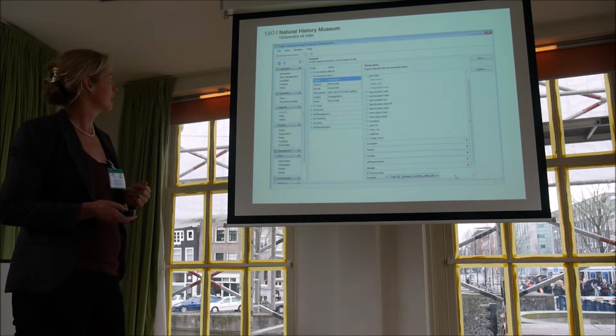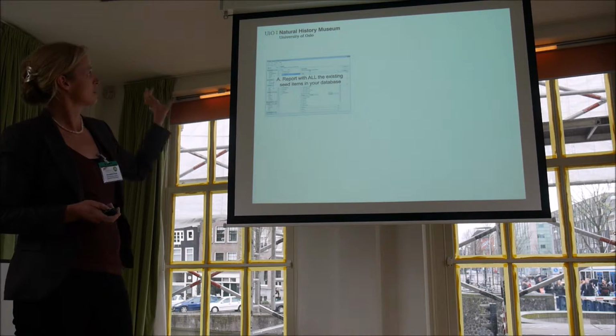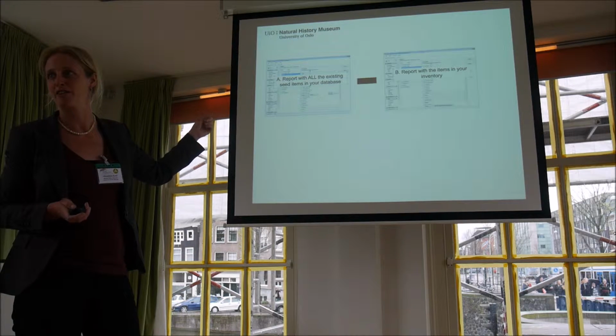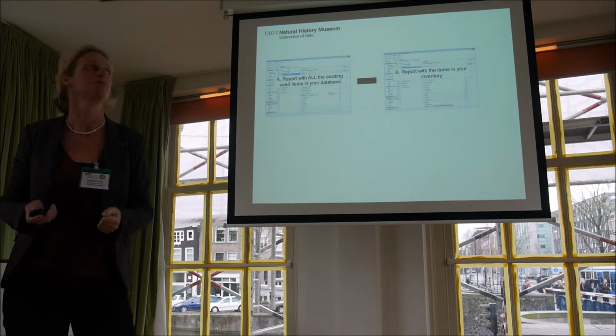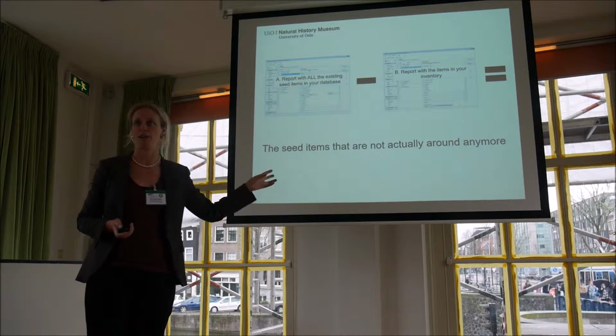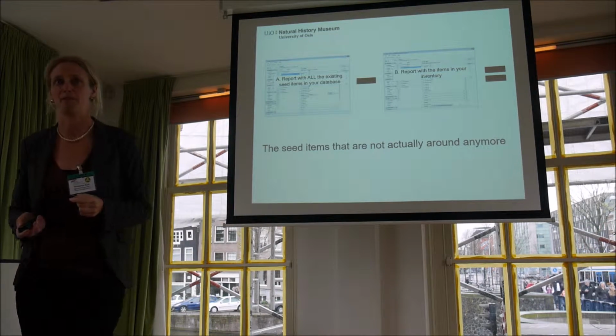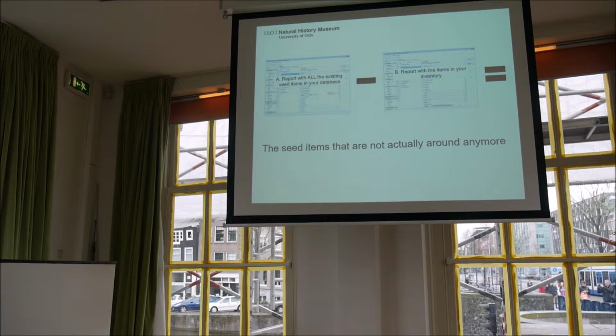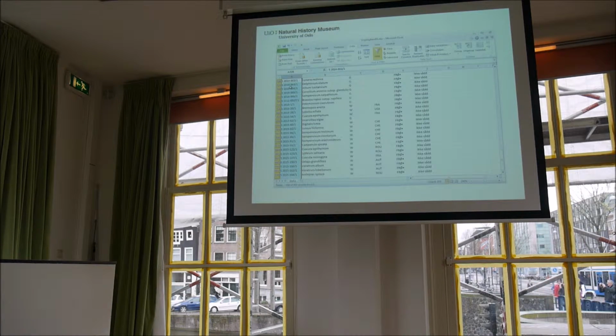And then what you want to do is, of course, subtract the inventory from your total list of seeds. So you find out which things are not actually around anymore, so you can do something about these incorrect items in your database. What we do is we just copy paste these item numbers into an Excel file.